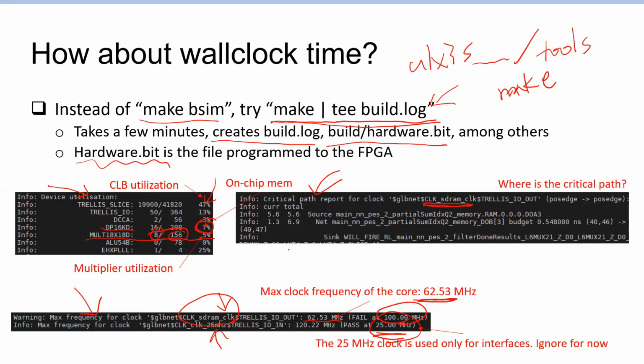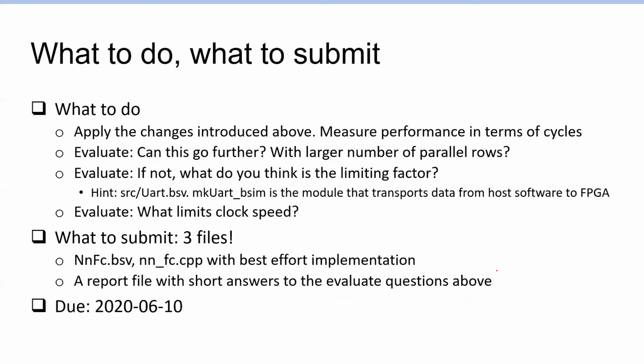And I just cropped it here. There's a lot more text below, but if you eyeball the code, you can know that the critical path starts from the partial sum index Q to something. It's a combinational path that starts from the partial sum index Q and ends somewhere else, which I omitted from the slide. And this is an important piece of information if you want to keep optimizing this.